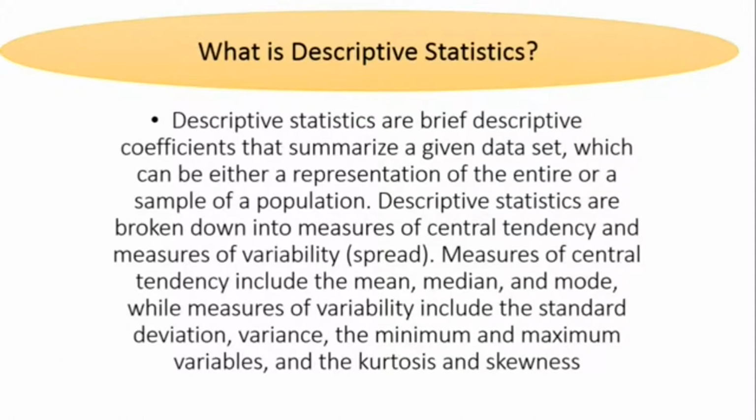It can be broken down into measures of central tendency and measures of volatility, that is, related to the spread of your sample. Measures of central tendency include mean, median, and mode, while measures of volatility include the standard deviation, variance, the minimum and maximum variables, and the kurtosis and skewness of the sample.